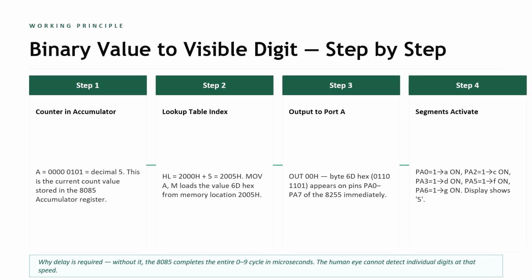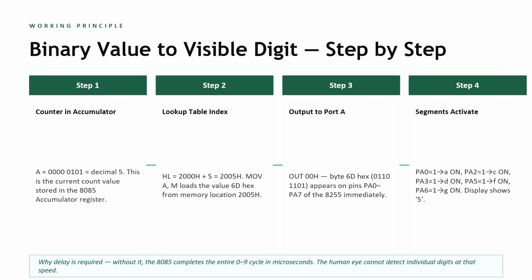Now let us trace exactly what happens, step by step, from a binary counter value in the CPU to a visible digit on the display. I will use digit 5 as the example. Step 1: counter register C holds the value 00000101 in binary, which is decimal 5. This is the current count value.